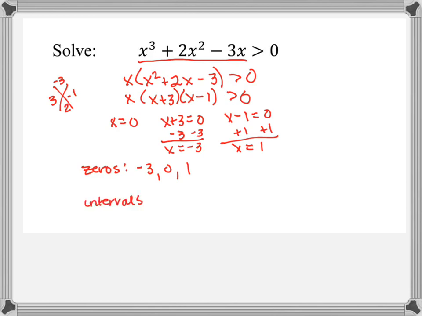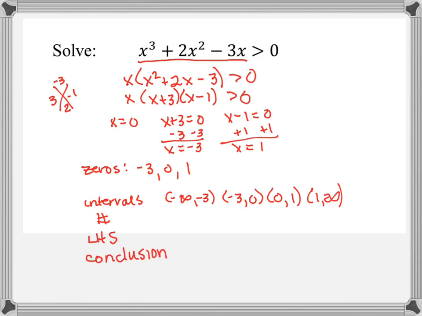So now I'll create my intervals. Negative infinity to negative 3, negative 3 to 0, 0 to 1, 1 to infinity. So I will have one more interval than I do zeros. Okay, in my table, I will also choose a number. I will evaluate the left-hand side. I will draw a conclusion.